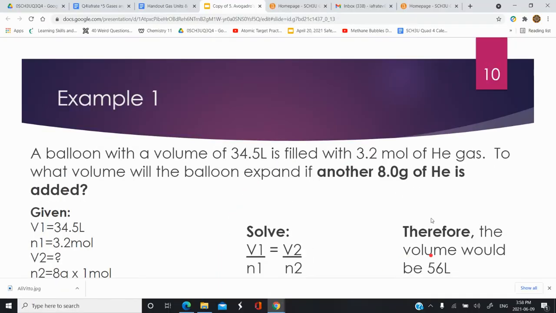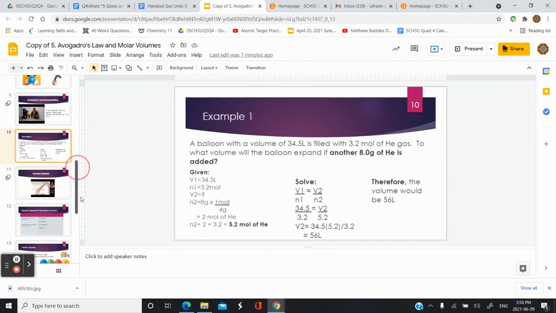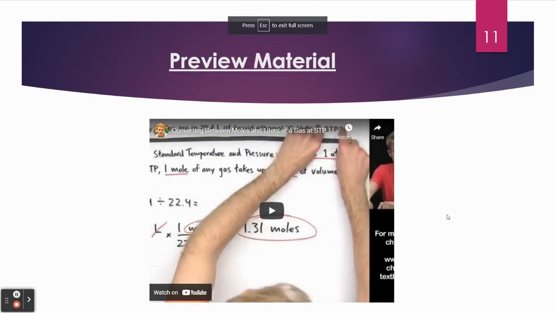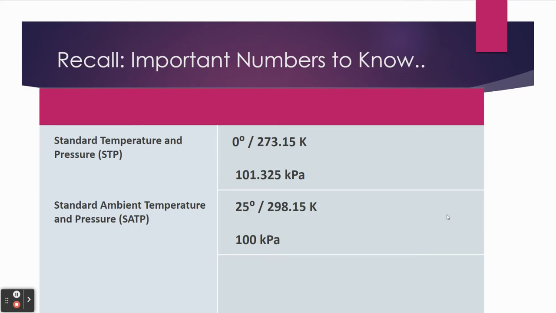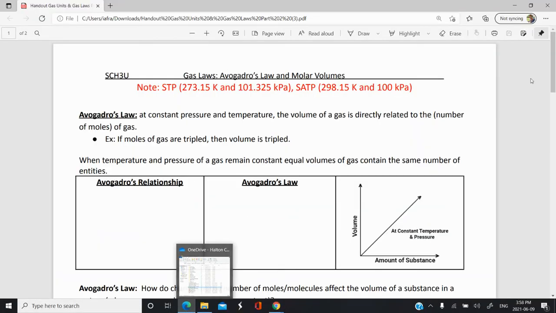So let's go ahead and do some practice problems with Avogadro's law. And then after that, we're going to take a look at the molar volume. So the practice problem we'll do is example number 1 here. There are a couple things you should remember. So STP and SATP, just make sure you remember those as they will be important in some of your future calculations. All right, so let's go ahead and fill in some blanks.